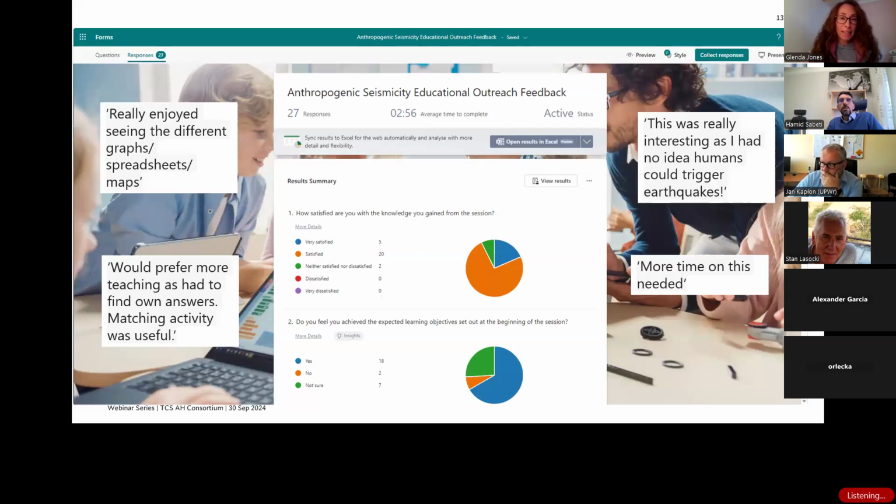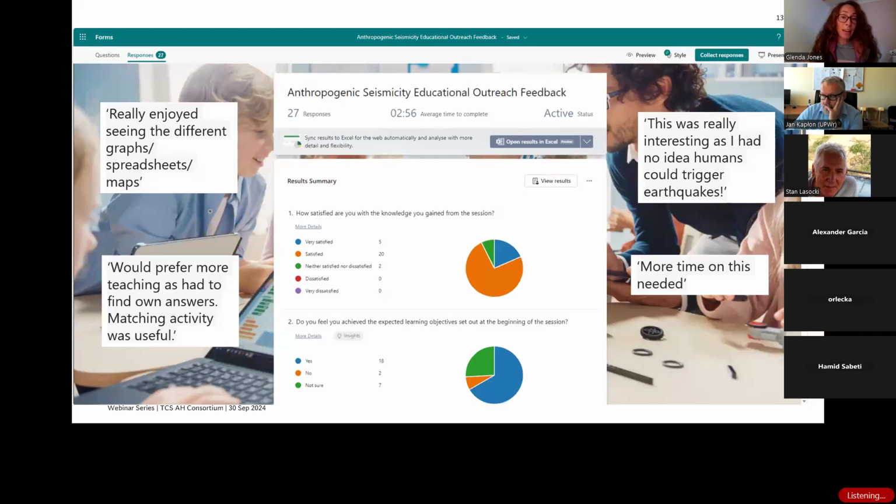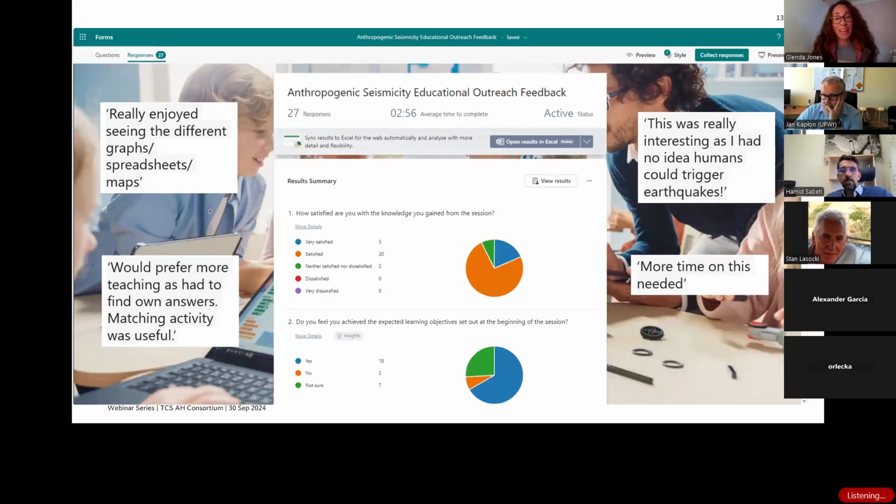And a key takeaway, not just from this feedback form, but from anecdotal evidence and hands-up polls of the different classes, was that the majority of students, i.e. over 90%, had not heard of anthropogenic seismicity or induced seismicity, and didn't realise that humans could trigger earthquakes. So if they didn't take anything away from the learning exercise, they at least took away some awareness that this is actually a phenomenon to be aware of.